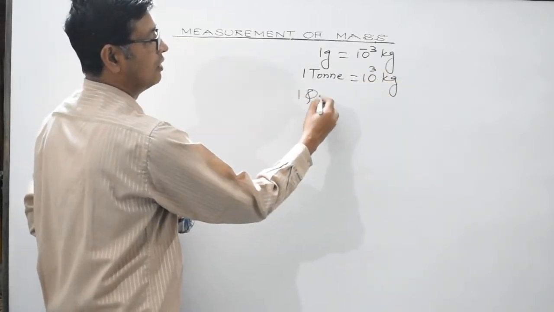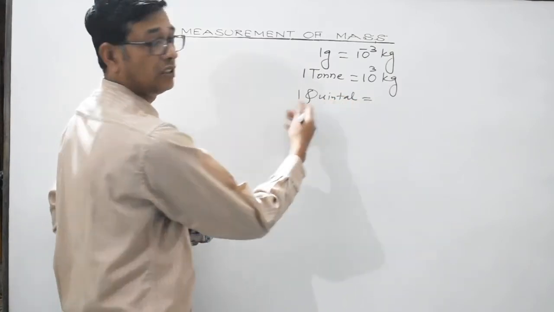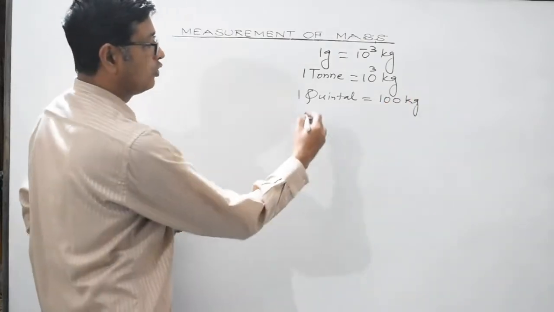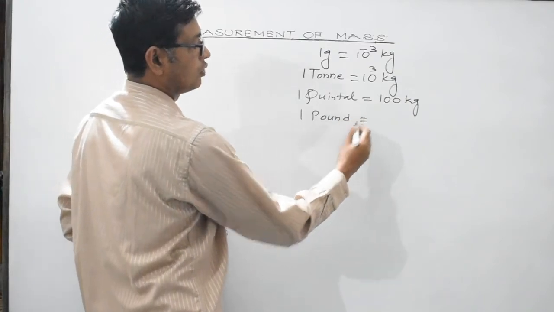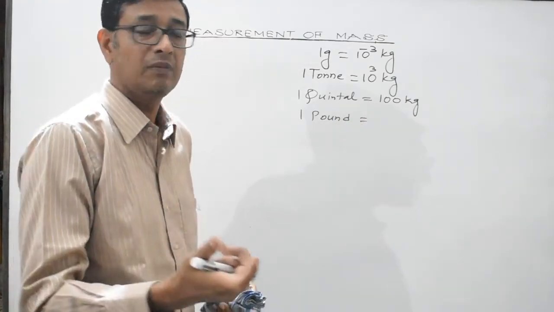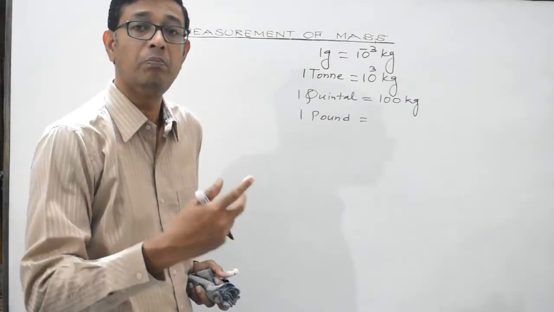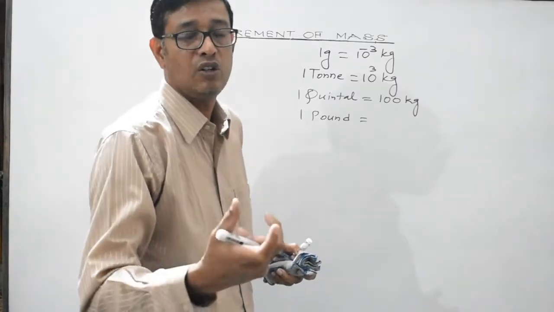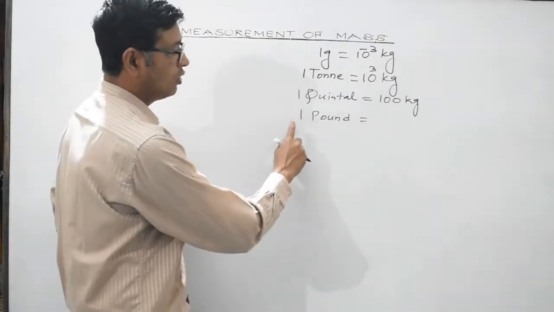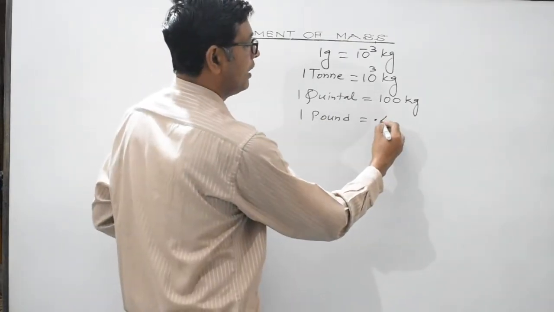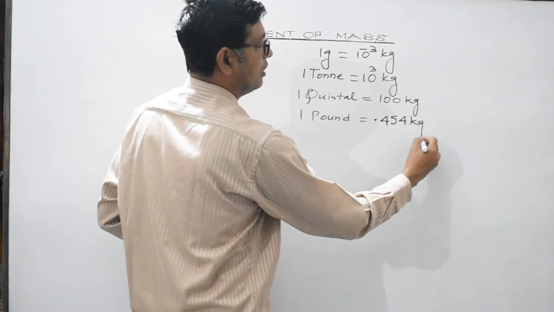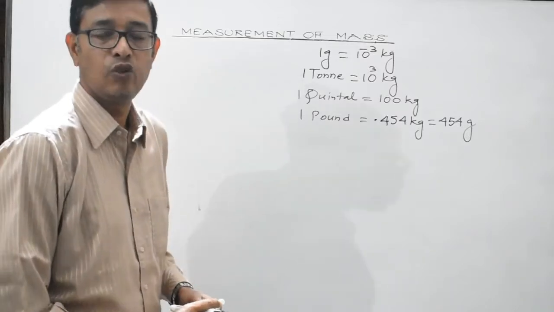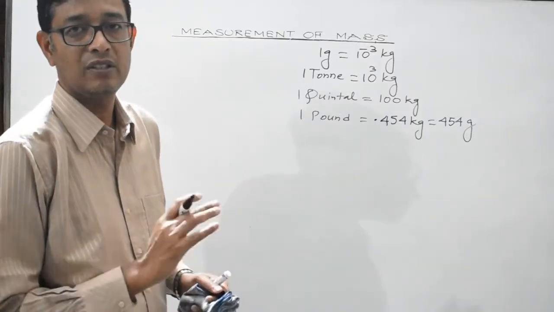Then we make use of quintal. It is also a unit of mass which is used frequently. It is 100 kg. Then we make use of pound, P-O-U-N-D. Students, you must remember, in the FPS system, pound is the unit which is used to measure mass. We need to be aware of the relationship between pound and kg. Actually, 1 pound is 0.454 kg, or 454 grams.